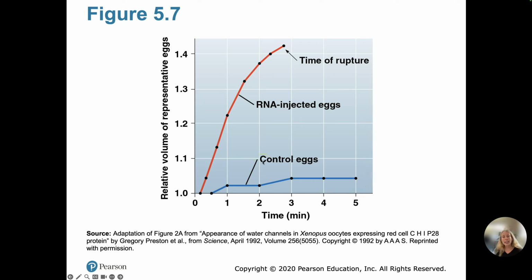However, the eggs that he had injected the RNA coding for that water transport protein burst in less than 3 minutes. So they rapidly gained volume and then they burst before the 3-minute mark. This led Dr. Agre to conclude that that protein he was studying was the elusive water transport protein because it allowed water to enter and eventually rupture the previously impermeable frog egg.